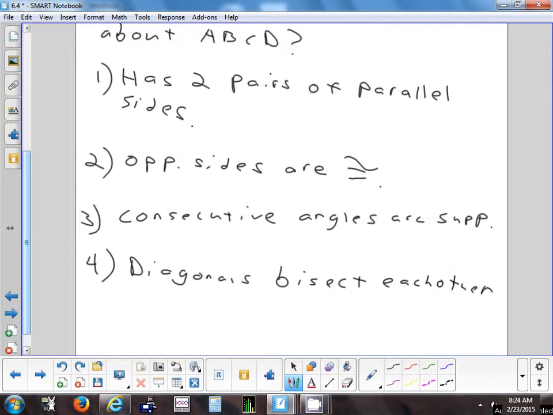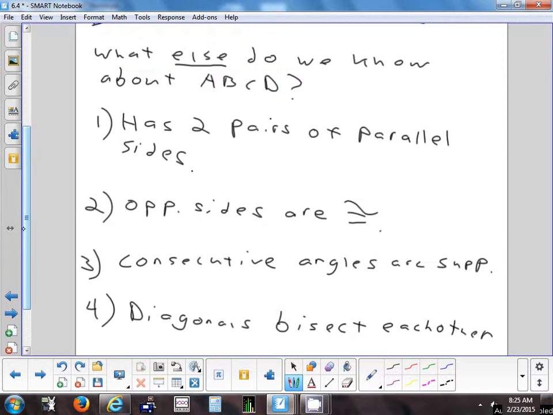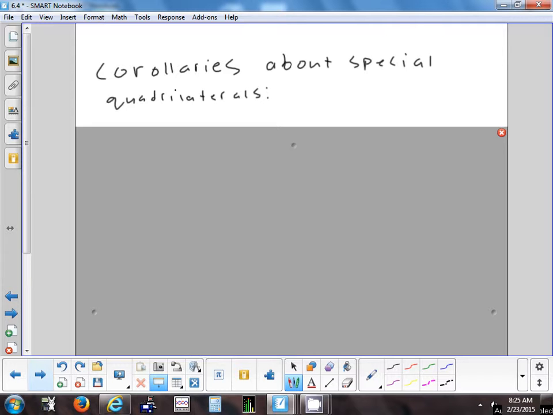Remember, the diagonals don't always bisect in every shape. We drew a trapezoid, they don't. In a kite, they don't. But in a parallelogram, they do. We'll learn those other shapes later on, but that's good enough. So that's four other things you know about it.